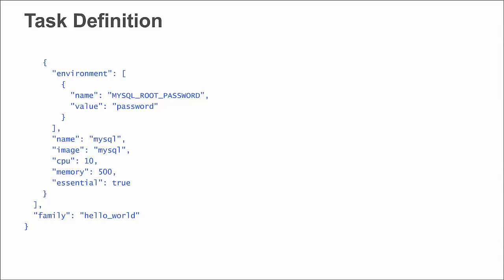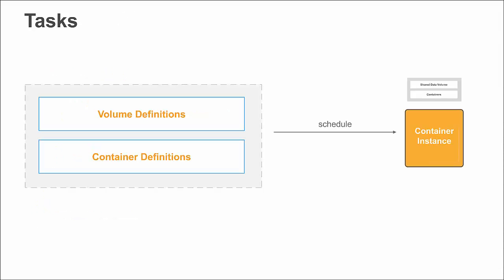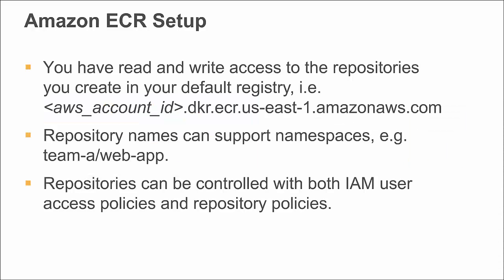You can notice at the bottom, close to the bottom, the essential flag. This flag applies at the container level. If the container goes down, the whole task will be terminated. And finally, you specify family, which will give a name to your task definition. Further changes to this task definition will increment the revision number. Once your task definition is created, scheduling it onto a container instance with available resources creates a task.